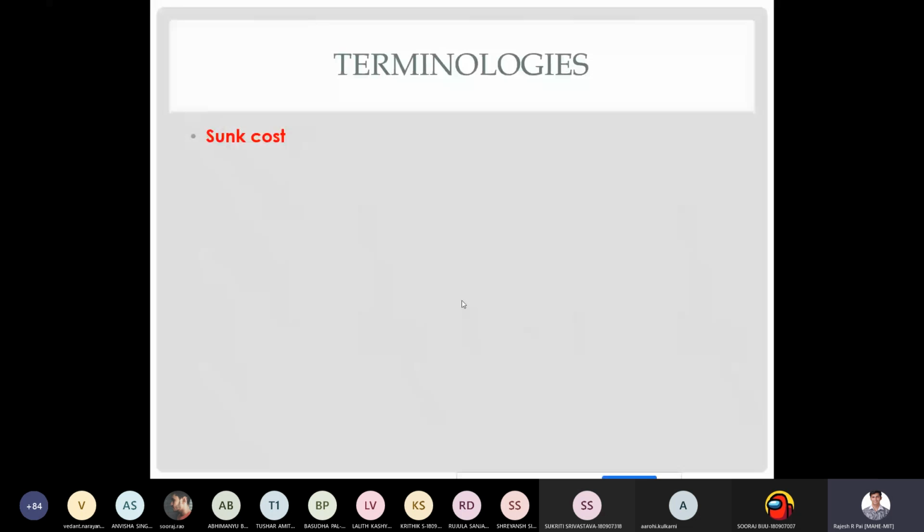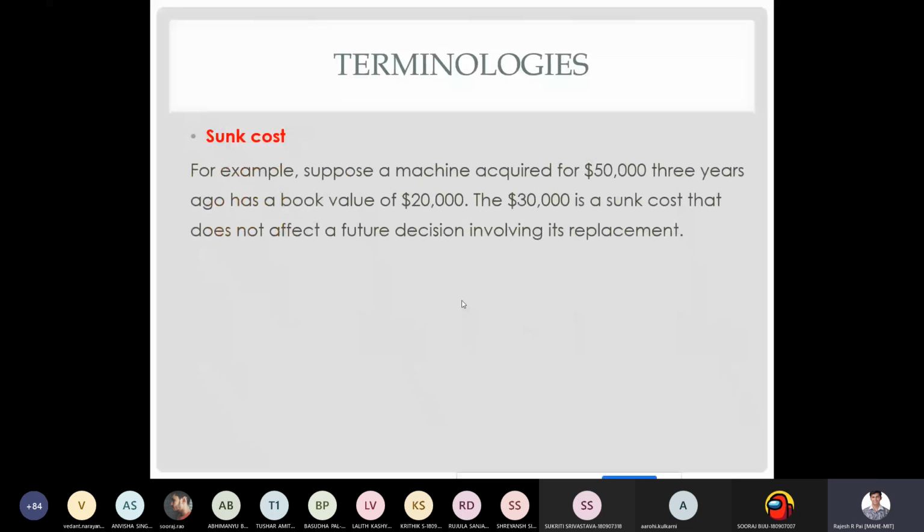So in that case, when you analyze, you will be considering only the remaining period for the existing machine. Okay, at that time, what will happen is the 2 years which you have already used, right? The 2 years which you have already considered and which you have used, those 2 years have become the sunk cost. So here in this example, you can find, suppose a machine acquired for $50,000 3 years ago has a book value of 20,000.